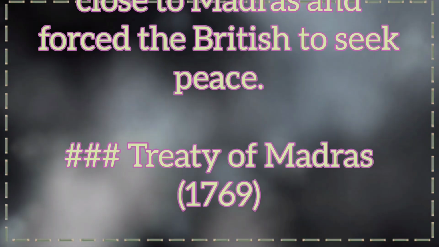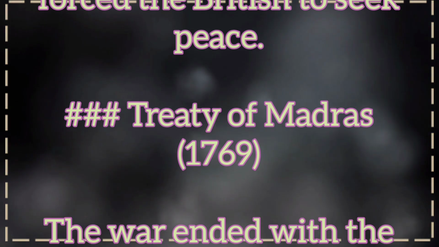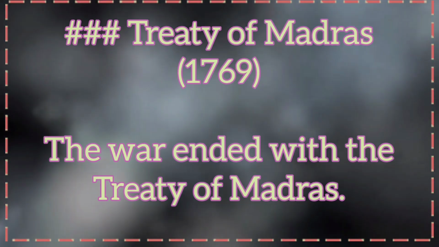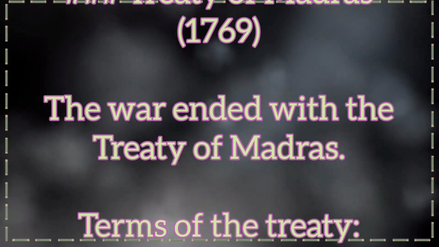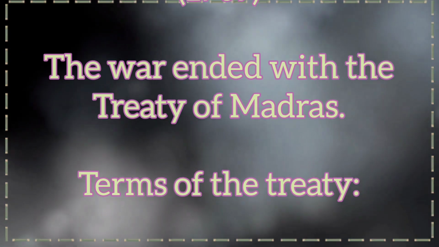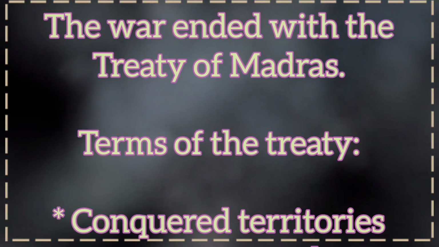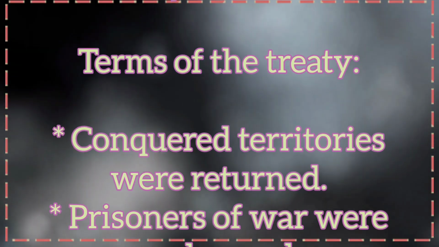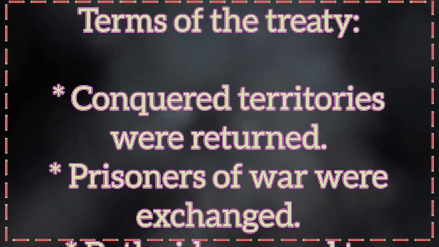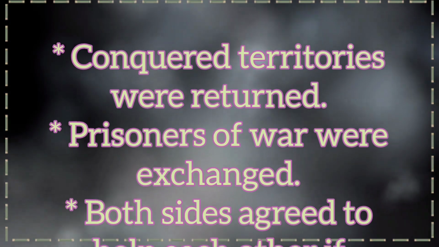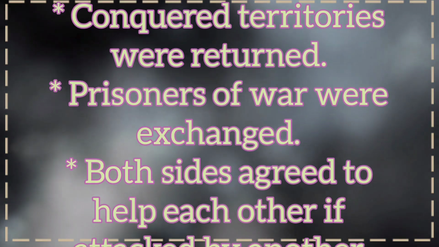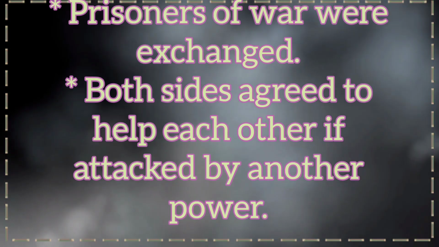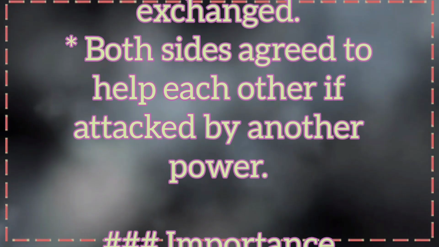Treaty of Madras, 1769. The war ended with the Treaty of Madras. Terms of the treaty: conquered territories were returned, prisoners of war were exchanged, and both sides agreed to help each other if attacked by another power.